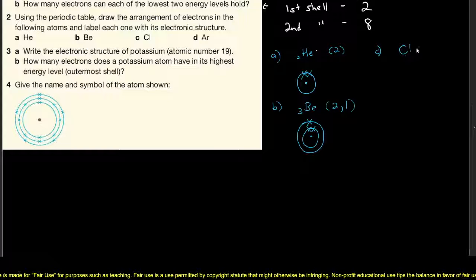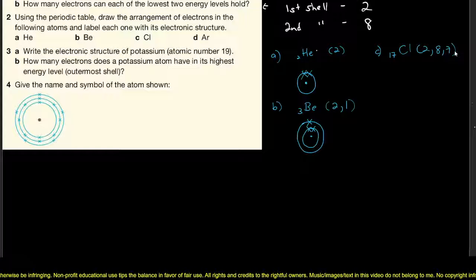In part C, where we have chlorine, chlorine has an atomic number of 17. That means its electronic configuration is such that 2 electrons will fill into the first shell. That leaves us with 15 more to fill in. 8 will fill into the second shell. So we have 10 electrons filled into the 2 shells. The remaining 7 will go into the third shell.